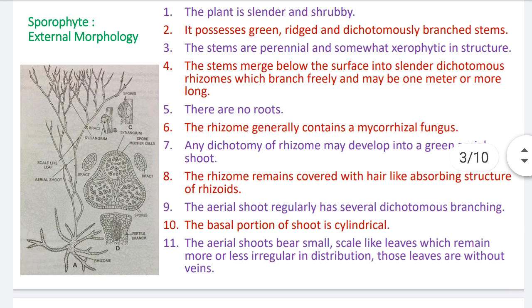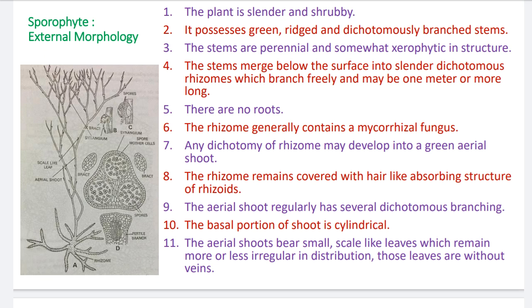Number 1, the plant body is slender and shrubby. The plant body is slender and has a shrubby appearance. Number 2, it possesses green, rigid and dichotomously branched stems. The stems are typically green, dichotomously branched, and very rigid or tough to touch. Then number 3, the stems are perennial and somewhat xerophytic in structure. If you see the structure of the stem, you will know that these stems show typical xerophytic nature, and they are perennial.